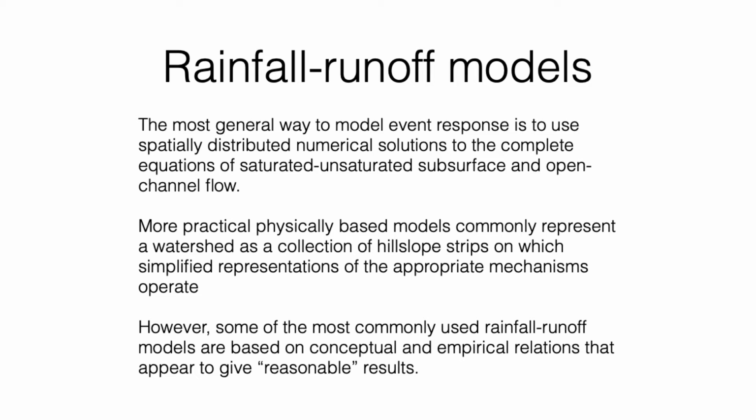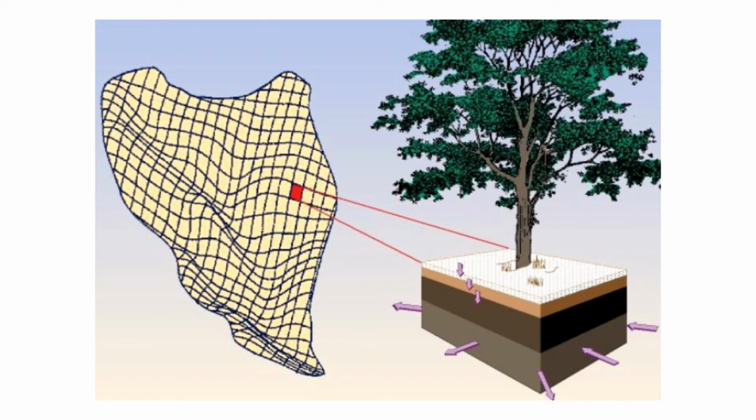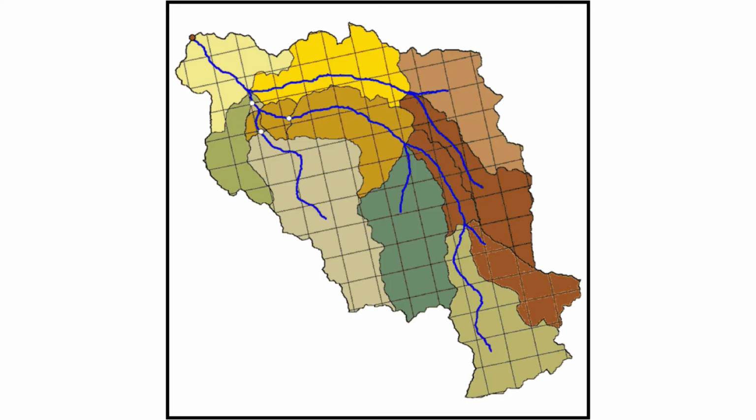The main difference between a rainfall runoff model and a hydrological model is that the former is aimed at determining streamflow responses, without further interest in other hydrological variables, while the latter aims to fully understand all the processes in the hydrologic cycle. The most general way to solve rainfall runoff models would be to use spatially distributed numerical simulations of the complete equations of saturated and unsaturated subsurface and open channel flow. More practical, physically based models commonly represent a watershed as a collection of hillslope strips on which simplified representations of the appropriate mechanisms operate.